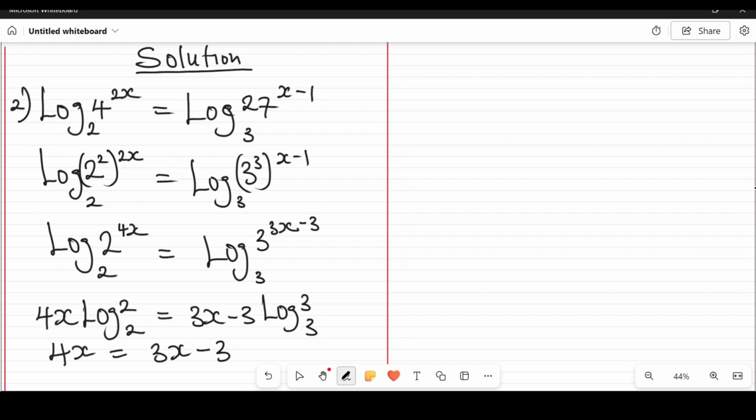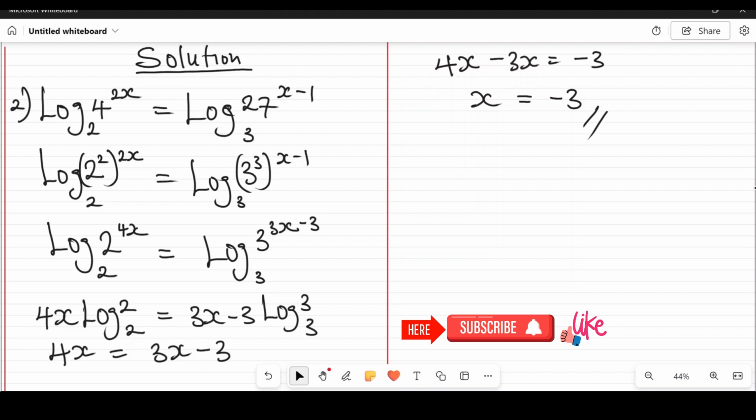So from here, we can collect like terms. So we have that to be 4x minus 3x equal to minus 3. So 4x minus 3x is equal to x. This is equal to minus 3. So therefore, the value of x in this logarithmic equation is equal to negative 3. That is the answer. Very simple.